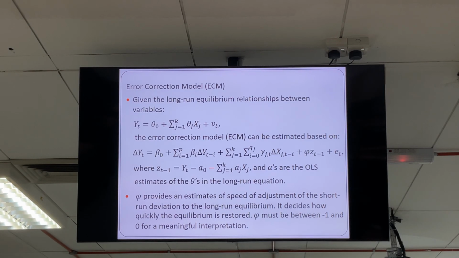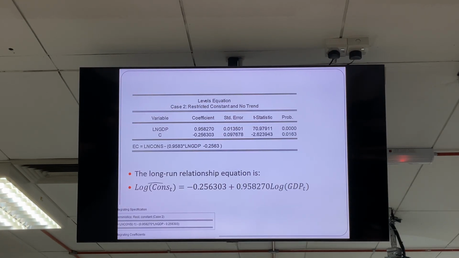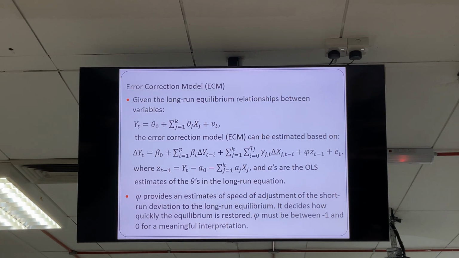And how about the short run? For the short run, we can get it from the error correction model. Given this long run equilibrium between the variables x and y, the error correction model can be written as follows. The variables in the error correction model appear in the first difference. As you observe in the long run, there is no first difference, all in the level form. But in the short run, in the error correction model, the variables appear in the first difference.